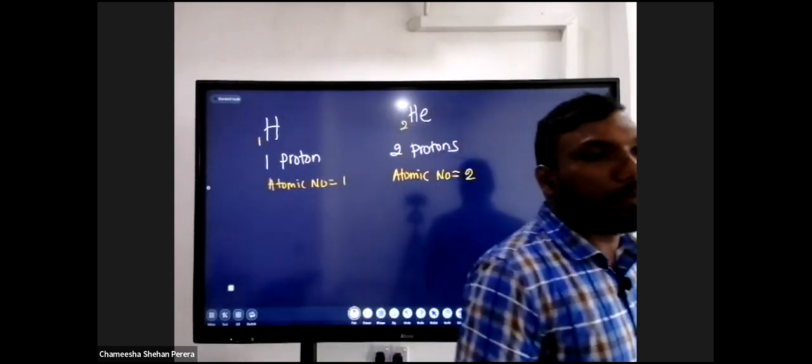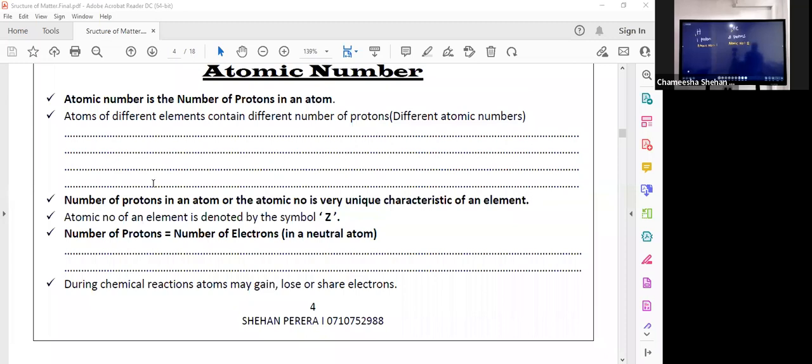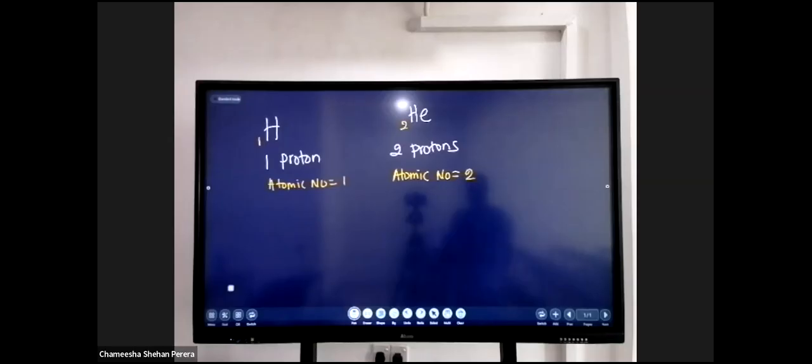I've given you some space to write examples. I gave you two examples: hydrogen and helium. Hydrogen has one proton, so the atomic number is 1. Helium has 2 protons, so the atomic number is 2.